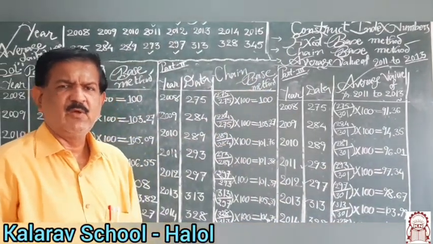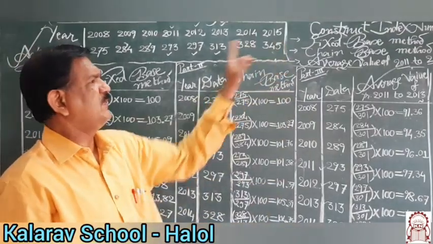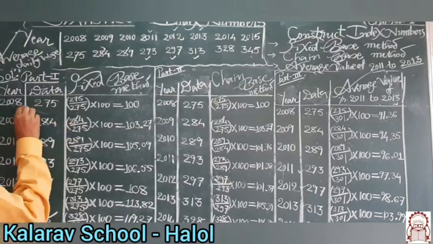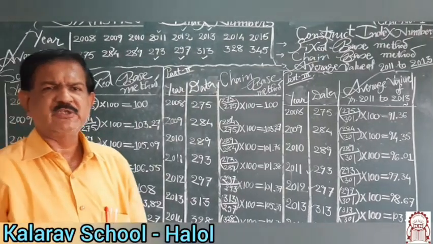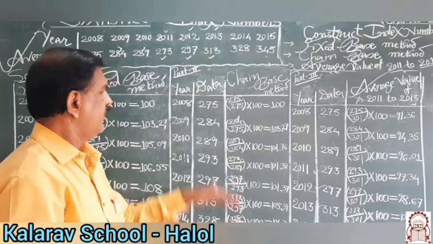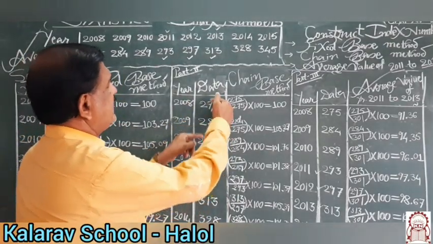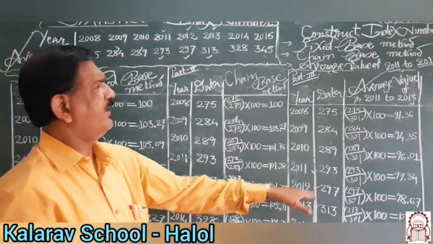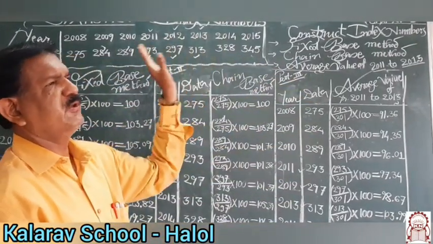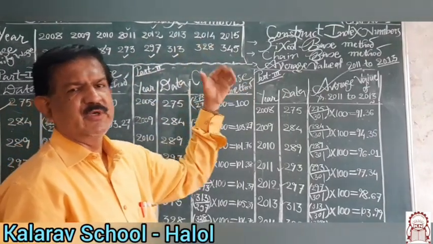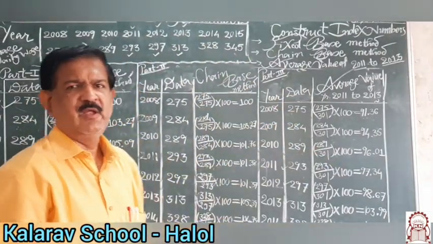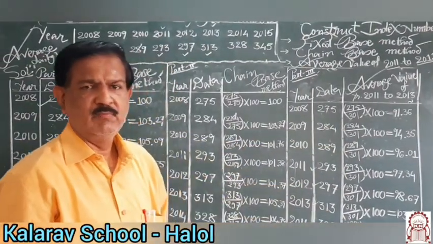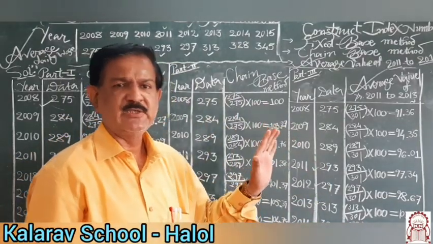So, basically we have seen the fixed base method. In the fixed base method, always take the first year as the base year. In the chain base method, the previous year becomes the base year. In the average method, the average for 2 years, average for 3 years, average for 4 years, or whatever may be suggested as per the example is taken as the base year value. So these are the 3 methods.